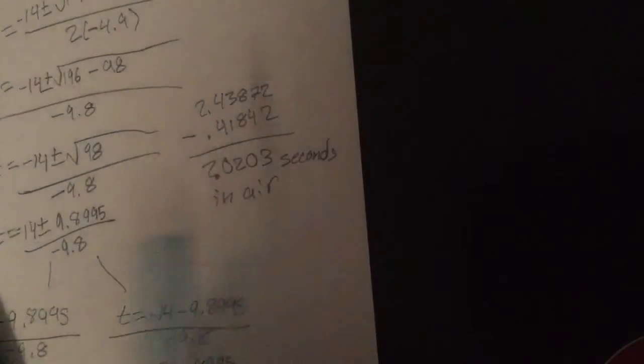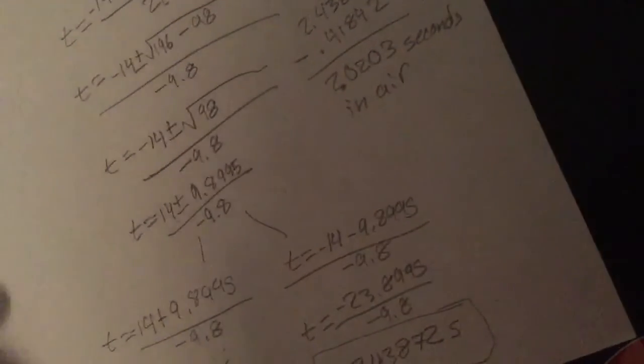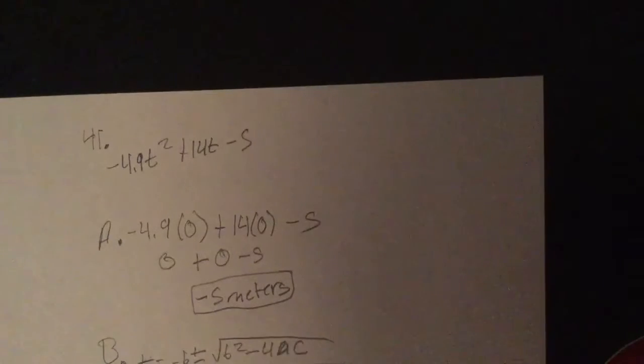And that is how you solve problem number 41. This is the answer to letter C. These are your two answers to letter B. And then at the top, right here, this is for letter A, negative 5 meters.